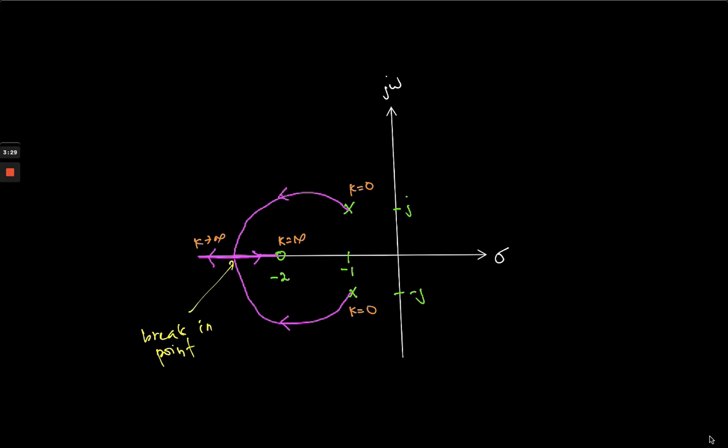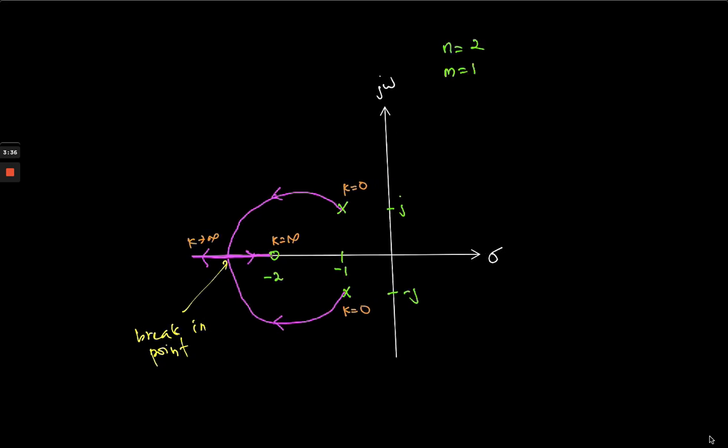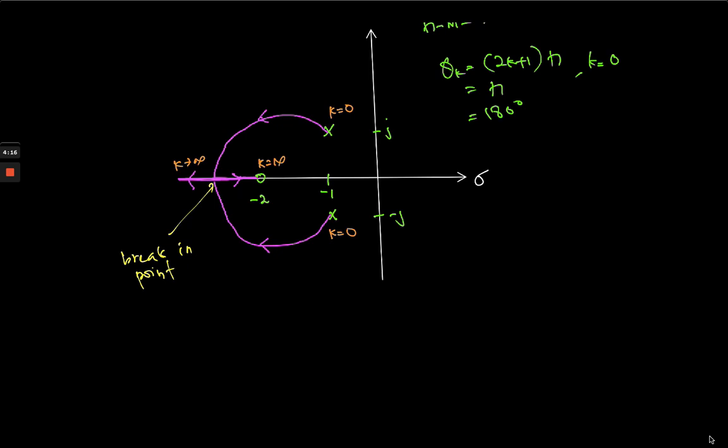From the information, we know that n equals 2 and m equals 1. So the number of asymptotes is n minus m, which equals 1. We can find the asymptote angle as (2k + 1) pi over (n minus m). Since we have only one asymptote, k equals 0, so we have pi or 180 degrees. It means the angle of this asymptote is along the real axis. Since we only have one asymptote, there is no need to find the intersection of asymptotes. What we need to find next is the break-in point.